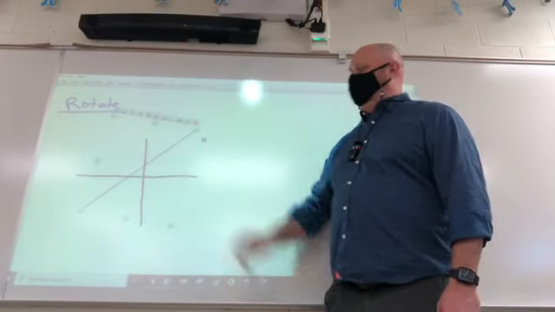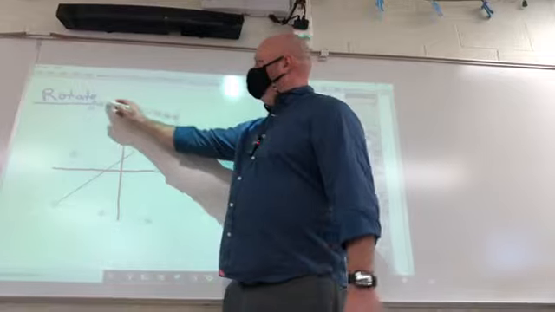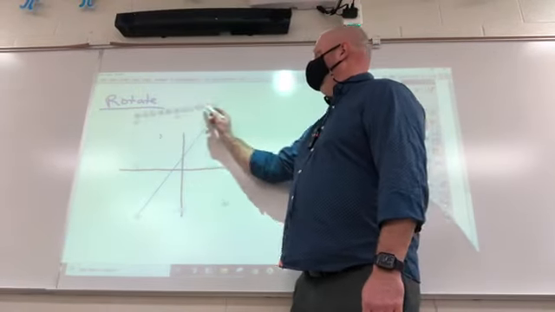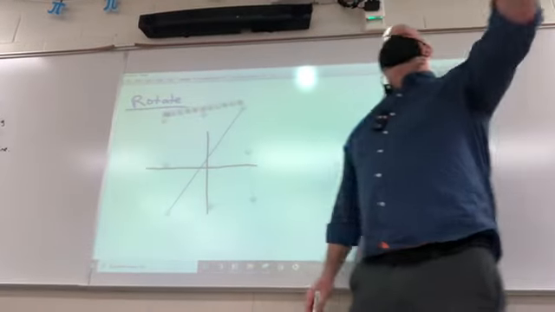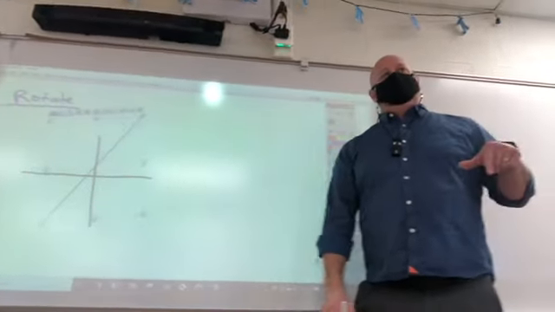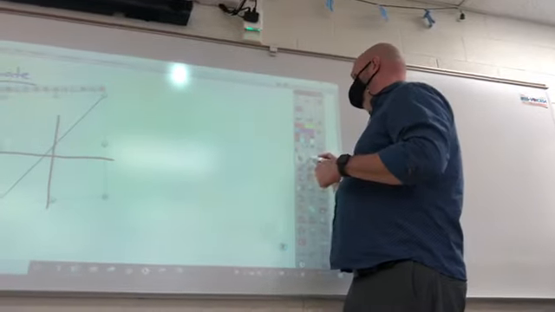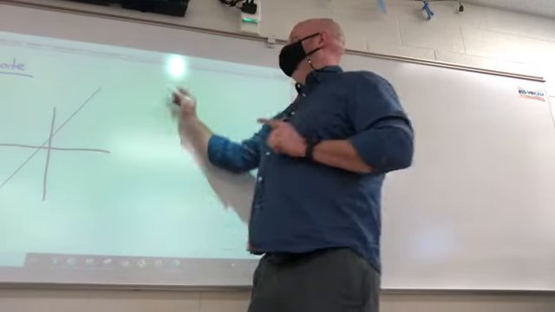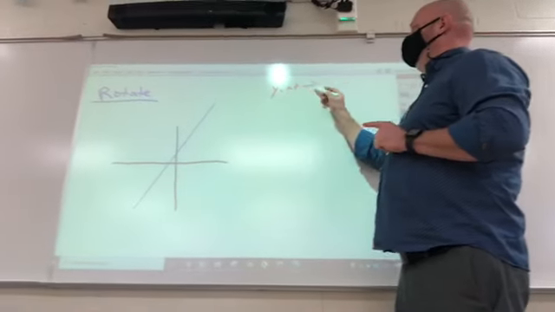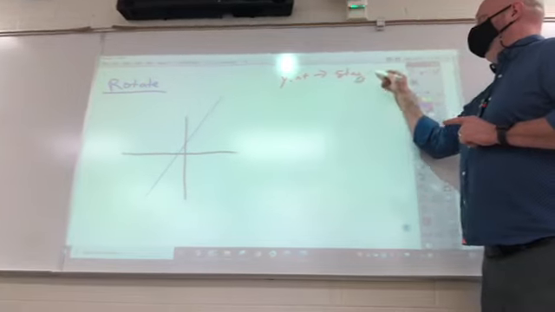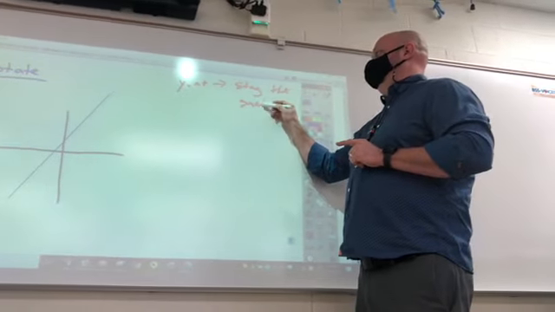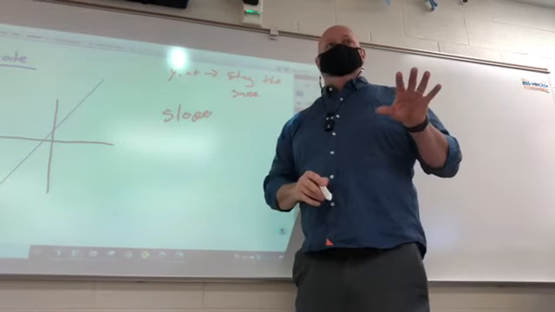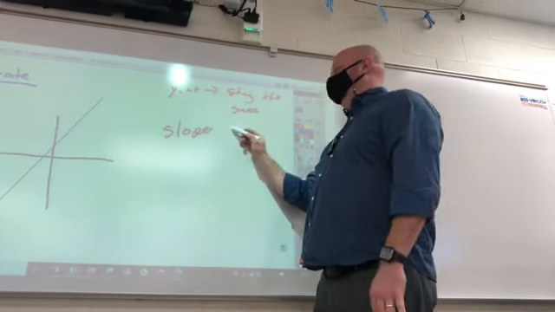There's my line, right? When I start spinning this and I rotate this, what's staying the same and what's changing? Is the y-intercept changing in this case? So the y-intercept is staying the same, right? The slope is changing, right?